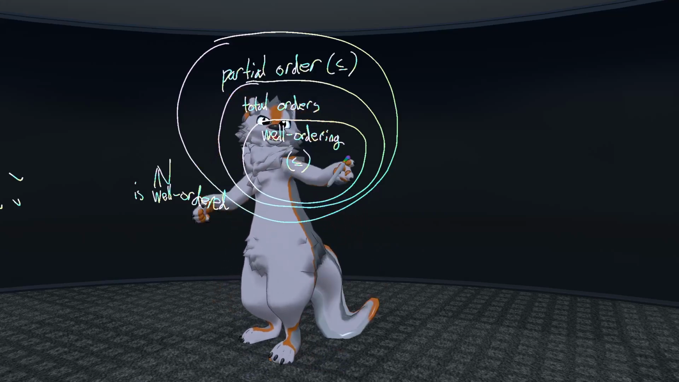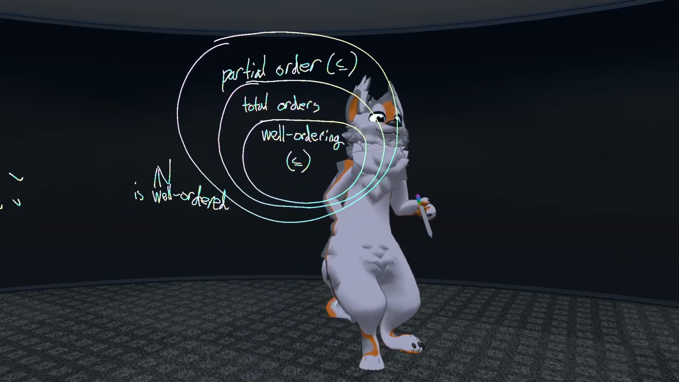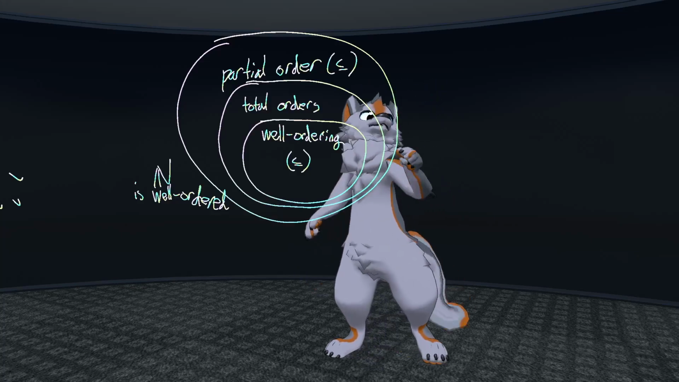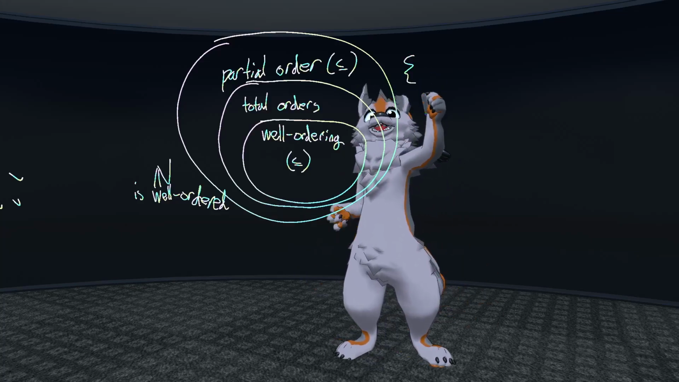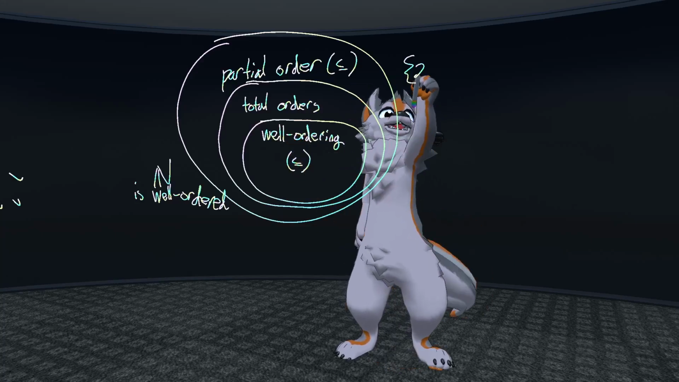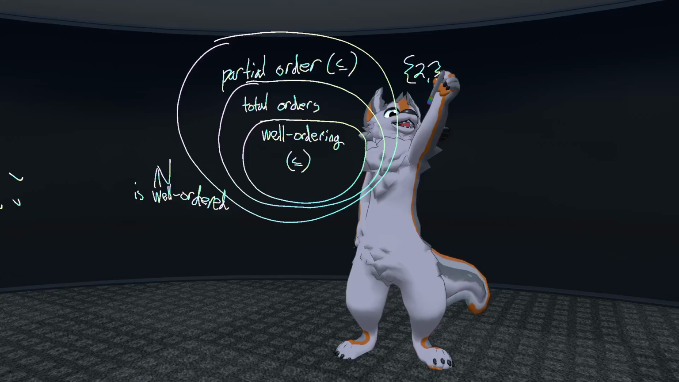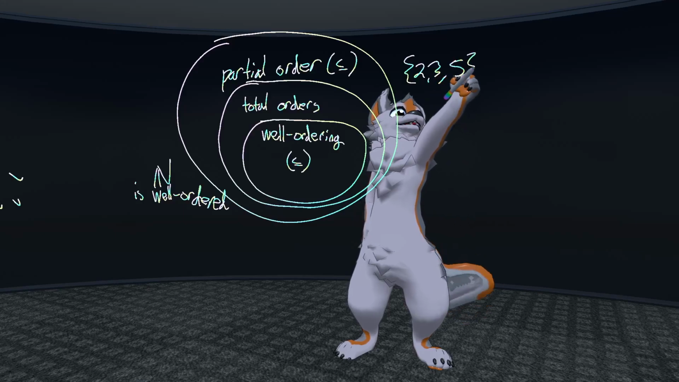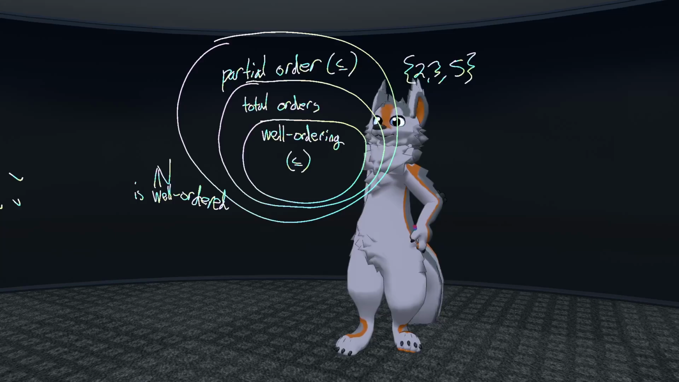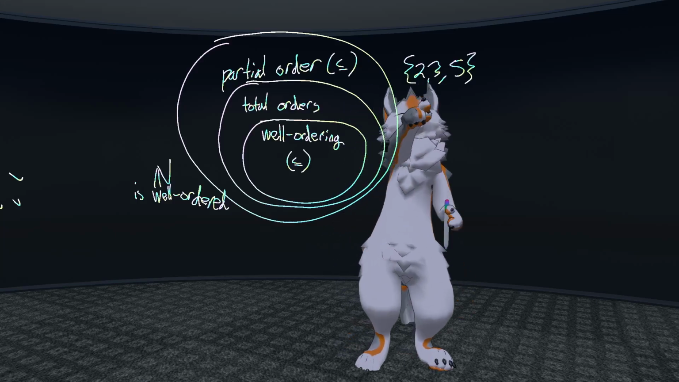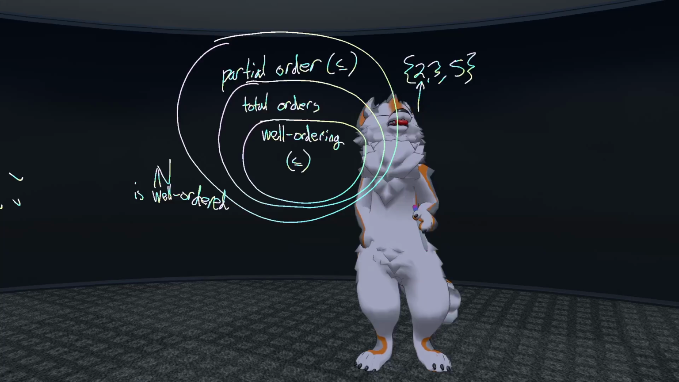Okay, now what does this mean? Well, let's consider some examples of subsets of the natural numbers. So we could have 2, 3, and 5, for example. So here, what's the least element? Well, 2 is a least element.